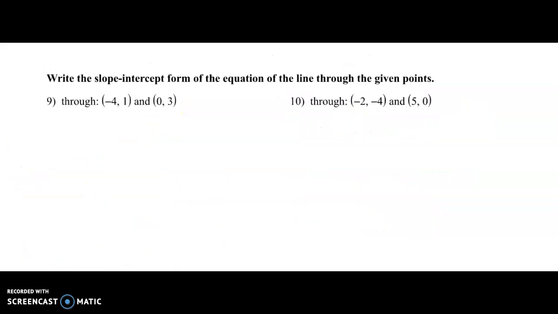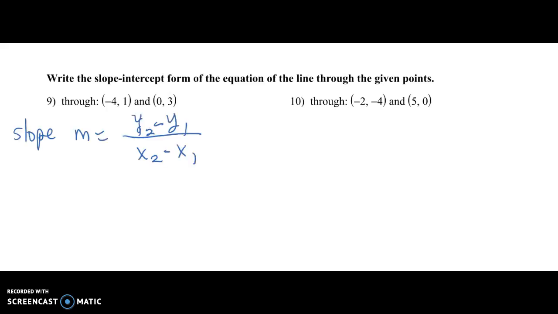All right, now moving on to example number 9. Again, we're being asked to write an equation of our line in slope-intercept form. However, this time we are not given the value of slope. Instead, we are given 2 points that are lying on the line. So now the first thing we need to do is to find the value of slope.